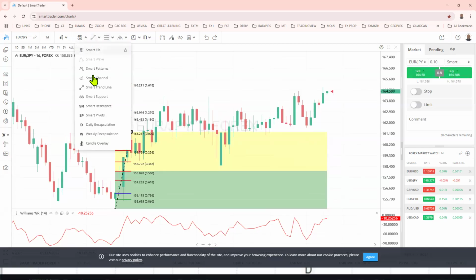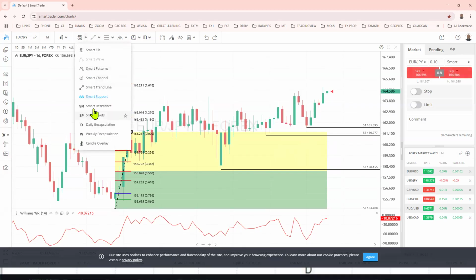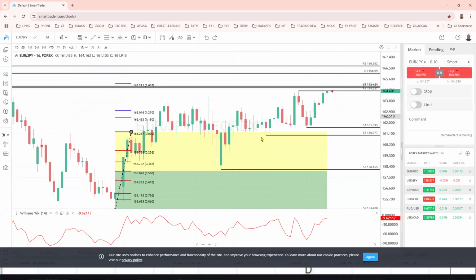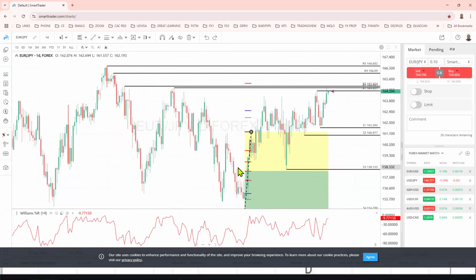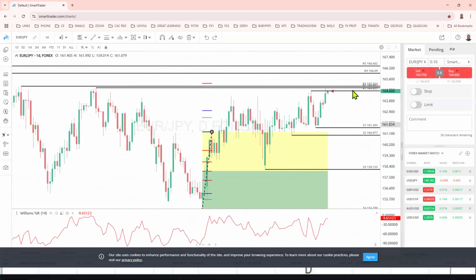If you come and say smart support, for instance, if you click on smart support, can you see it just applies all the smart support for you? If you click on smart resistance, it applies all the smart resistance for you. So the way it works, like I told you, it will only pick the support and resistance that you can see when you are standing in front of the chart. It will not pick all the irrelevant ones, the ones that are not necessary for your analysis. It will only pick the ones that are required for your analysis.